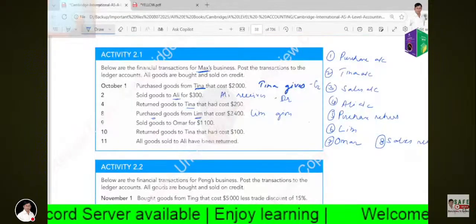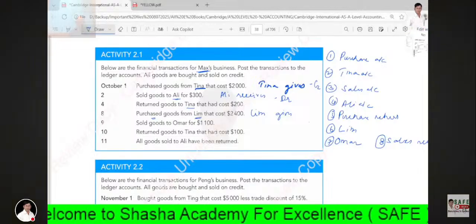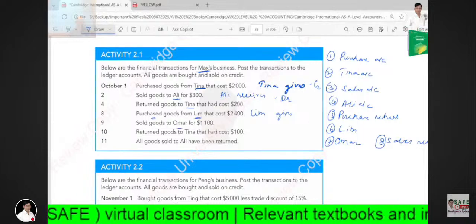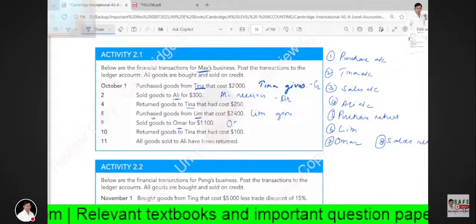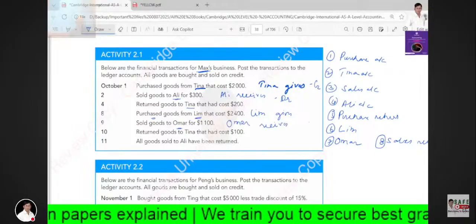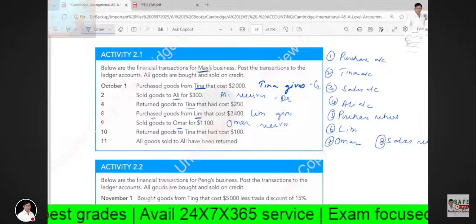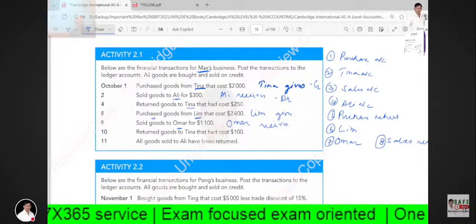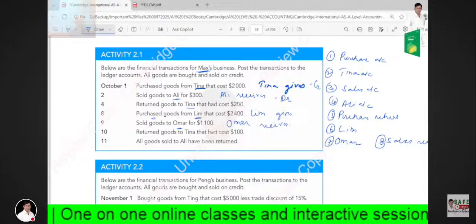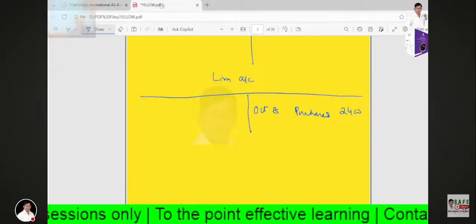So then, sold goods to Homer for 1100. When we sell, obviously Homer will receive. So Homer is the receiver. Homer receives, so the Homer account will be debited. Debit the account that receives, right? So the Homer account will be debited and the sales account will be credited. The sales account is already there, so we have to prepare the Homer account and write in the sales account.